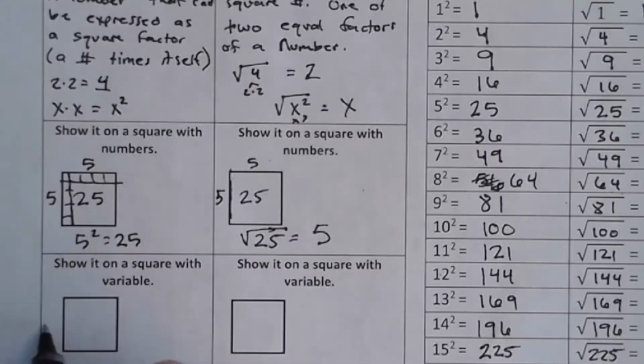Okay? If I had x squared and x squared, what's x squared times x squared?